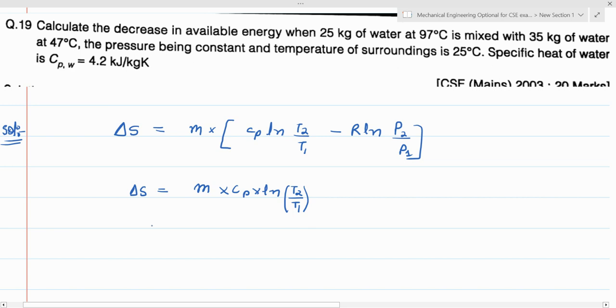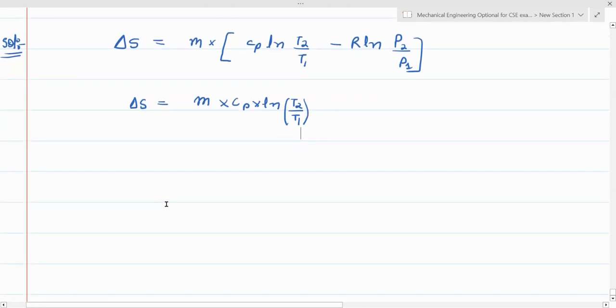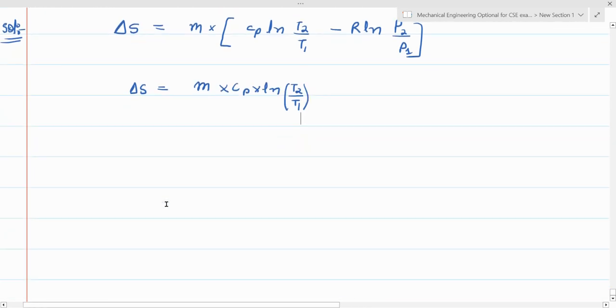Now we assume the final temperature of water as T Kelvin, that is after mixing the water at 97 degrees Celsius and water at 47 degrees Celsius, we should get a temperature T. So first we have to calculate what should be the value of the temperature T.